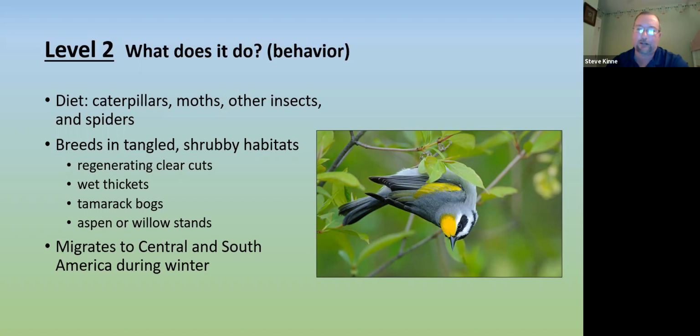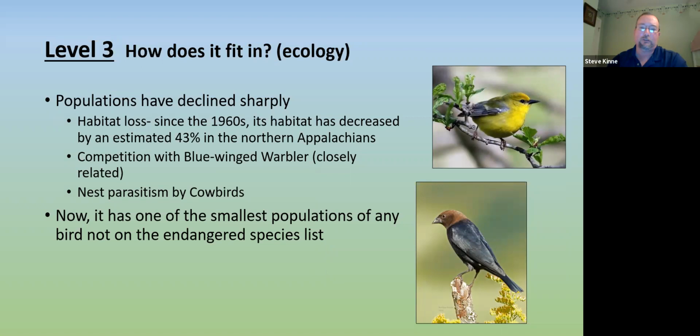Level three, how does it all fit in? What's the ecology of it? For instance, that's when you start learning that with the golden-winged warbler, the populations have really dropped off a lot.